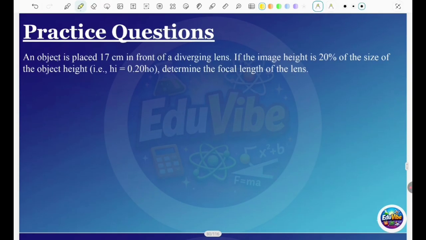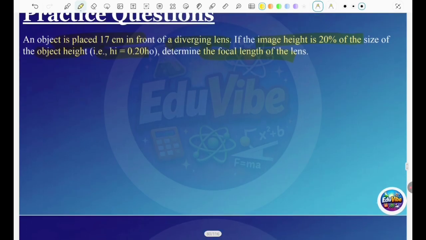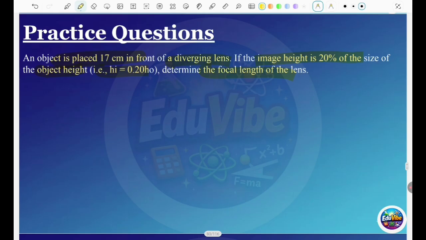An object is placed 17 centimeters from a diverging lens. Imagine this is a diverging lens. The image height is 20% of the size of the object height, which is HI equal to 0.20 HO. Determine the focal length of the lens. Sometimes they make the question trickier, so they mention 20% of the size of the object height. Here they've given it in a bracket, but sometimes they're not given in brackets in the diploma. So you have to know how to deal with this.